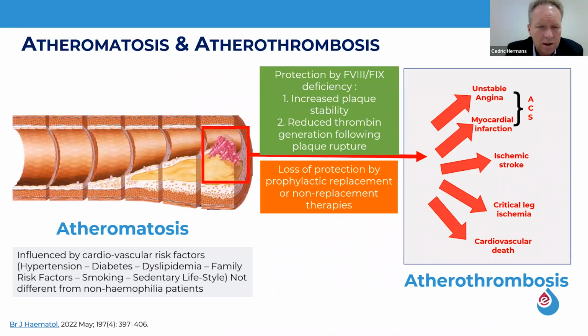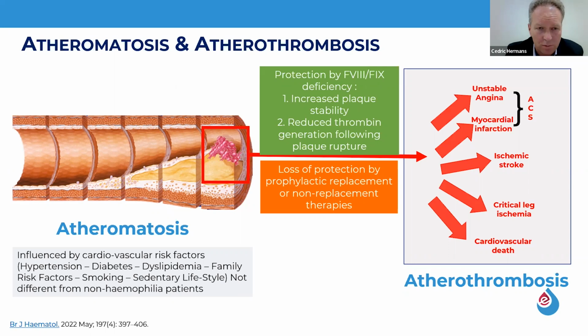So in summary, what can we say? Clearly, when looking at cardiovascular disease, you need to take into account two entities, atheromatosis and atherothrombosis. I think this is important when looking after our patients with hemophilia. Atheromatosis is influenced by different cardiovascular risk factors that you all know: hypertension, diabetes, cholesterol issues, family history, smoking, sedentary lifestyle, and we know that this is not different from the non-hemophilia population, although I just emphasize that hypertension seems to be more prevalent.